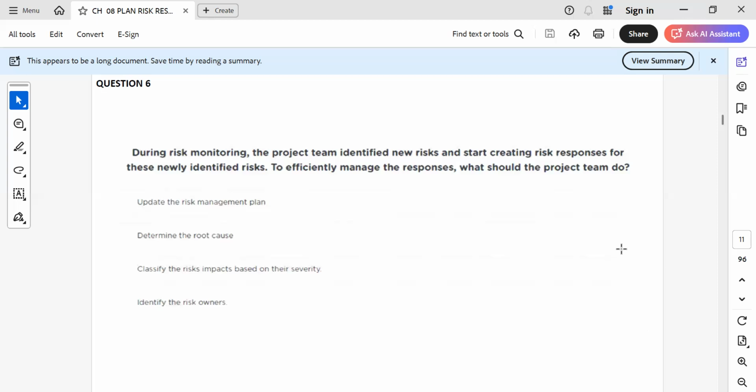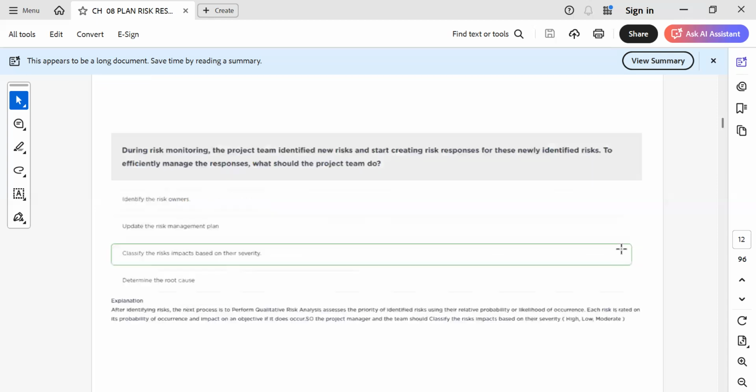So C is the correct answer for me. Yes, if you see the question situation, they have identified the risks and started creating responses. The analysis they have not done in between. So classifying risk based on severity, that is classification, categorization, prioritization. These are all outcomes of the assessment, qualitative and quantitative. So they should prioritize the risk based on their severity. After identification, the next step is this one, right? Yes, exactly.